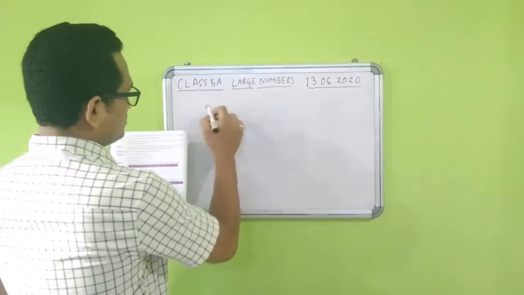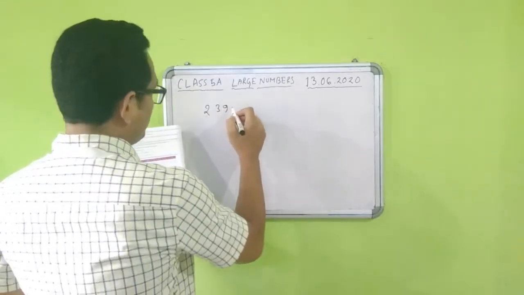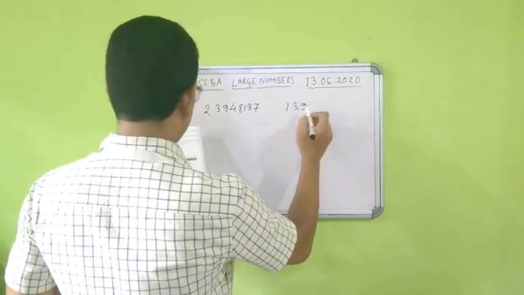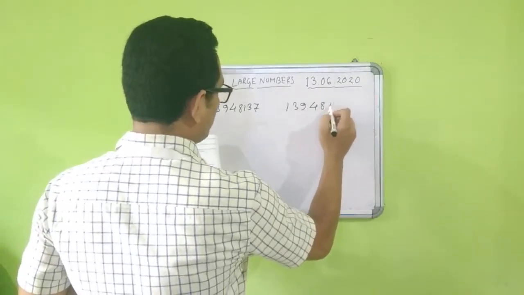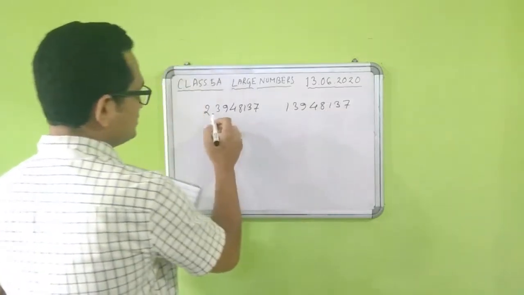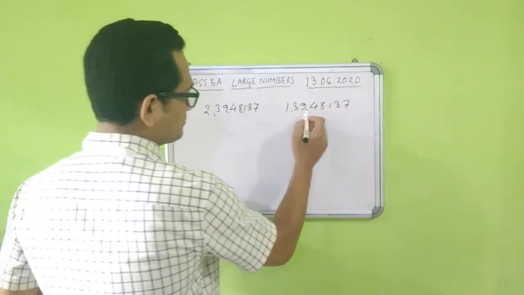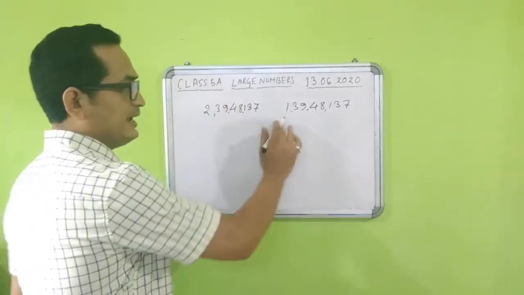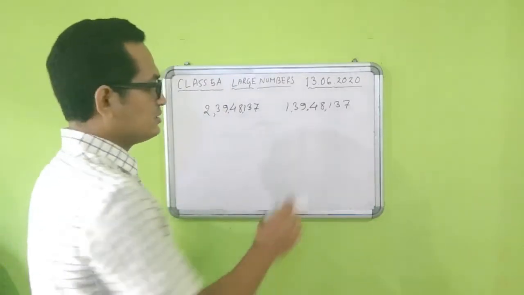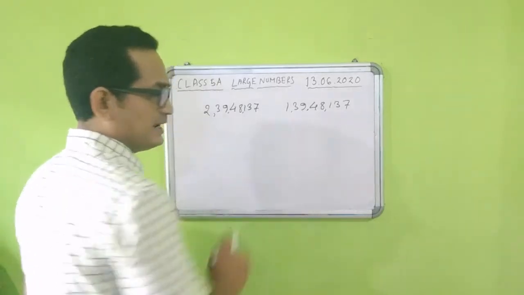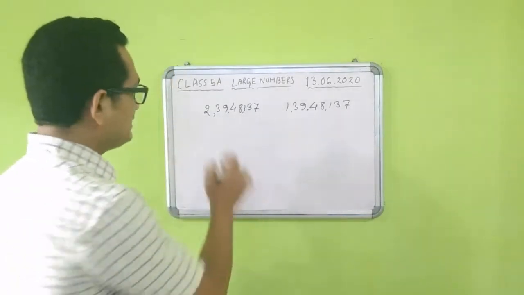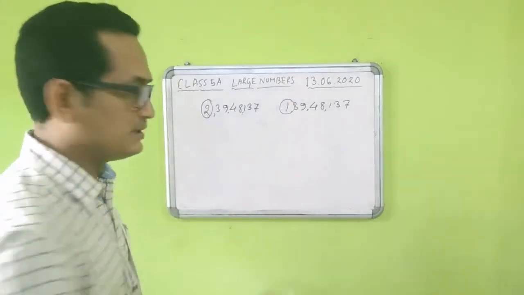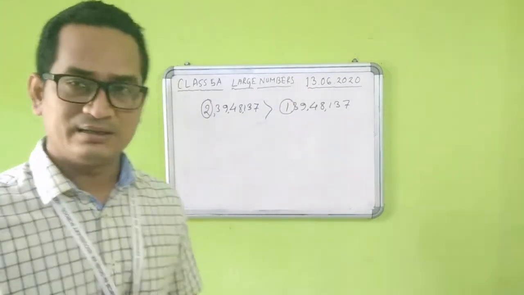That means it is 2, 3, 9, 4, 8, 1, 3, 7 and 1, 3, 9, 4, 8, 1, 3, 7. If you put the commas like this, now we need to see that both have 8 digits. So both having 8, we have to see the extreme left now. 2 and 1, which one is greater? 2 is greater. So that means this number will be greater than the second one.